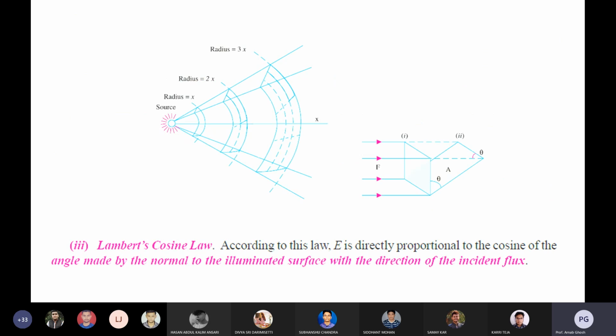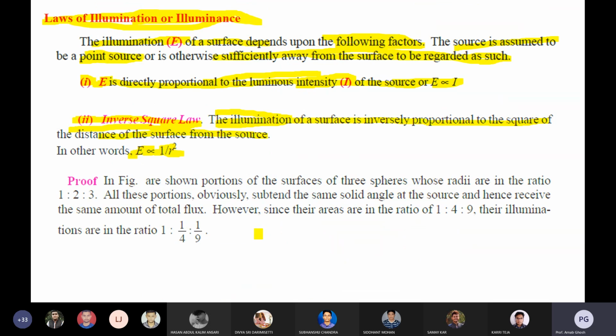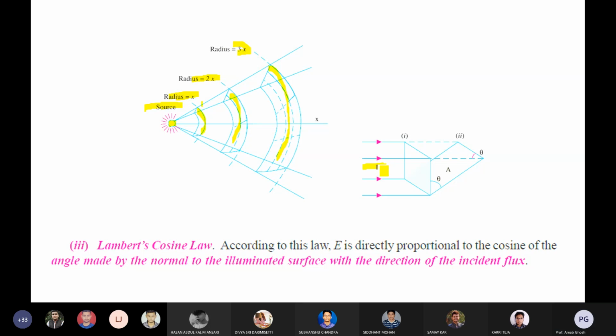Now some figures are there. That is the source. Radii are considered as r, 2r, then 3r. These are all the areas. Now it is F, which means luminous flux.